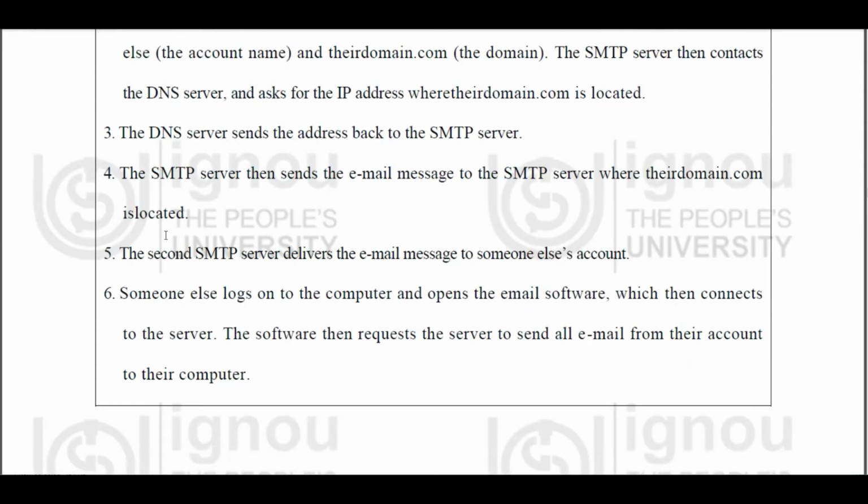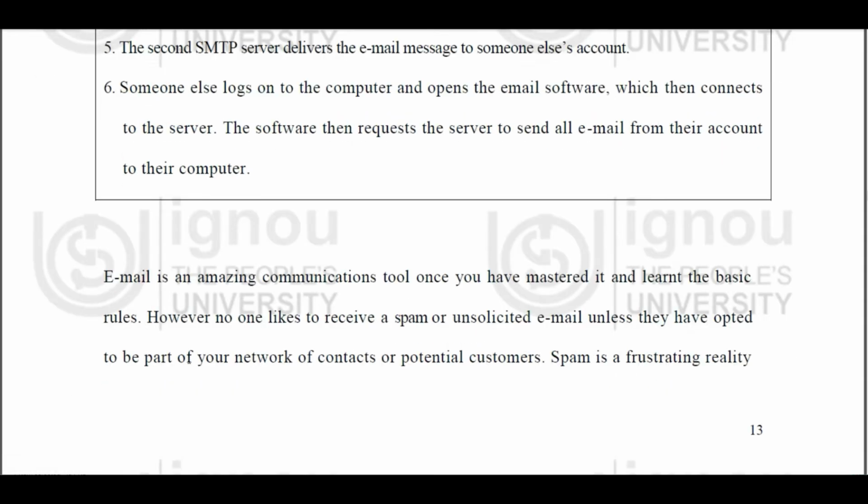So the second SMTP server delivers the email message to someone else's account. Someone else logs on to the computer and opens the email software, which then connects to the server. The software then requests the server to send all email from their account to their computer.